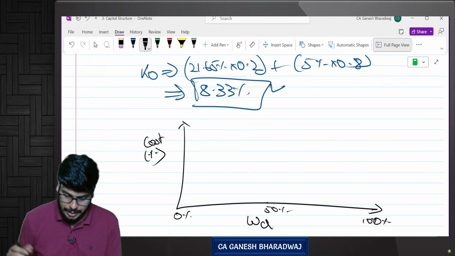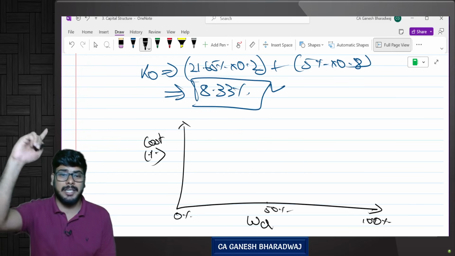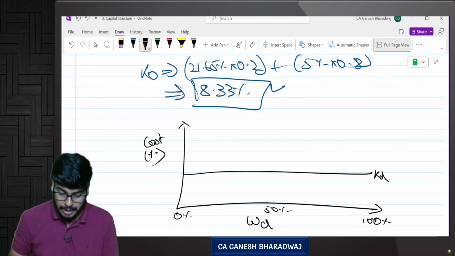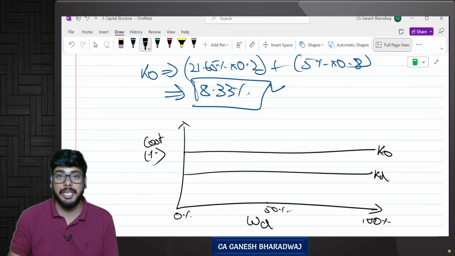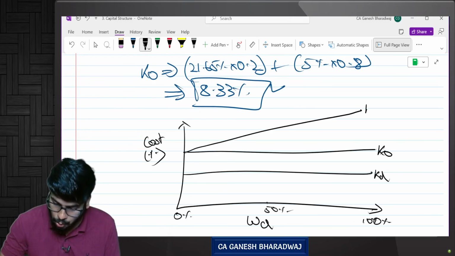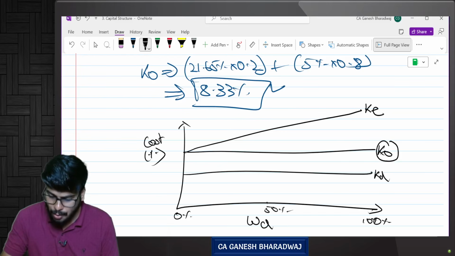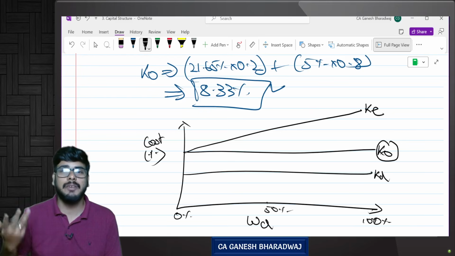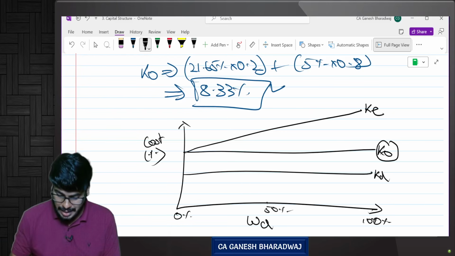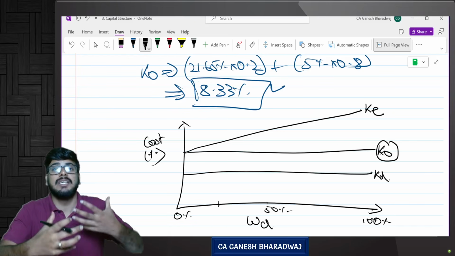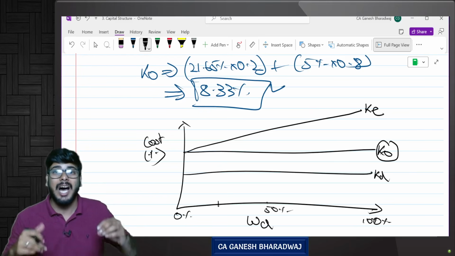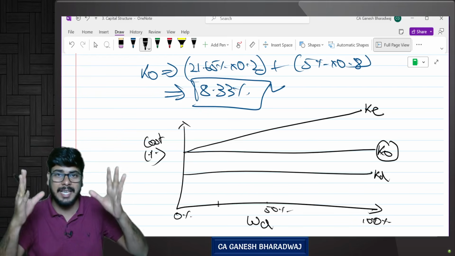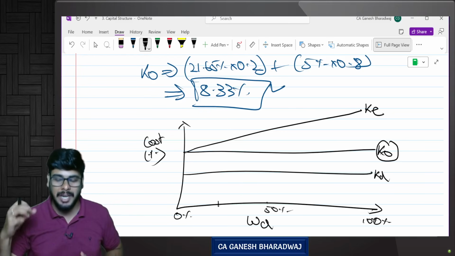So what they are saying is, if you are infusing more debt in your capital structure, KD will not change, it will remain constant. KO will also not change, but KE alone will increase. Now you tell me, when KO is not changing, obviously the value of the firm will remain the same. That is why they are saying the debt equity mix, or in other words, the capital structure decision, is irrelevant with respect to the value of the firm. The value of the firm will remain the same irrespective of your source of finance. That is what they are saying.